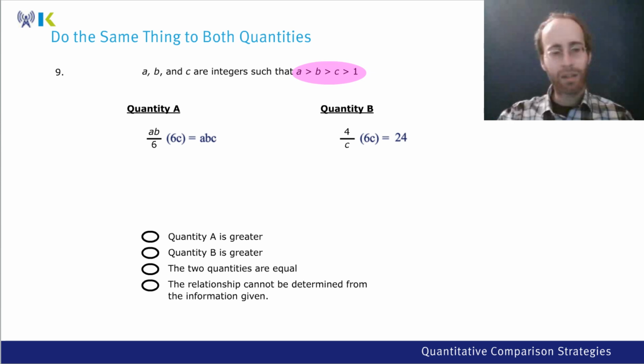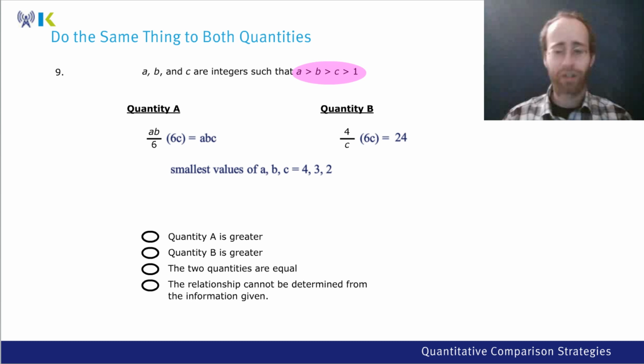The lowest that you can possibly go for C is 2, because it does tell us that all these variables are integers. By the way, don't assume that on the GRE. Never assume a variable is a whole number. Never assume that a variable is positive. But here we are told that they're all integers. So we know that the smallest integer greater than 1 is 2, while B is greater than C. So the smallest B can be is 3, and A is greater than B, so the smallest A can be is 4.